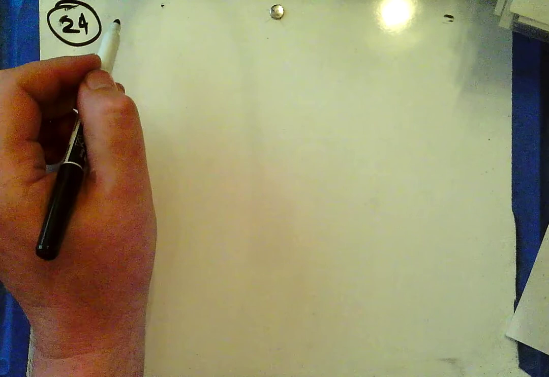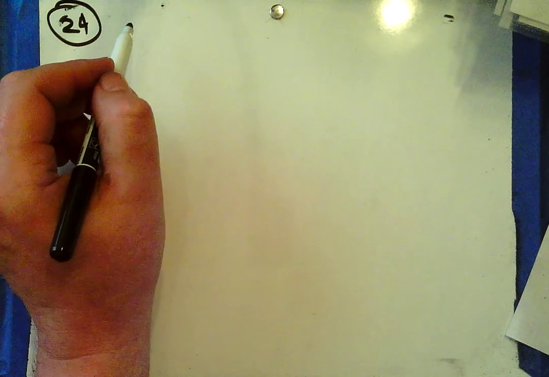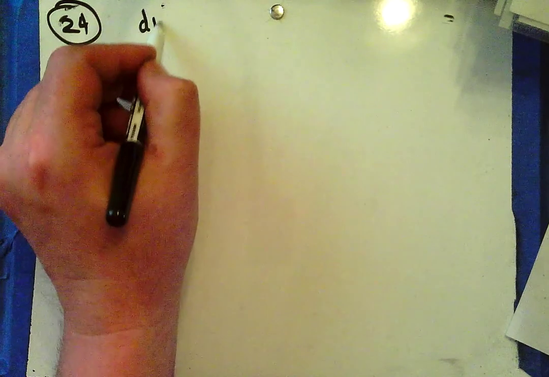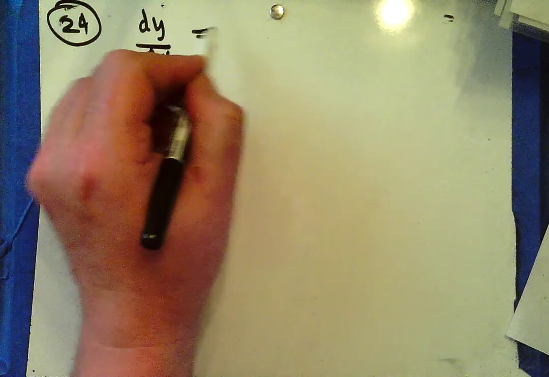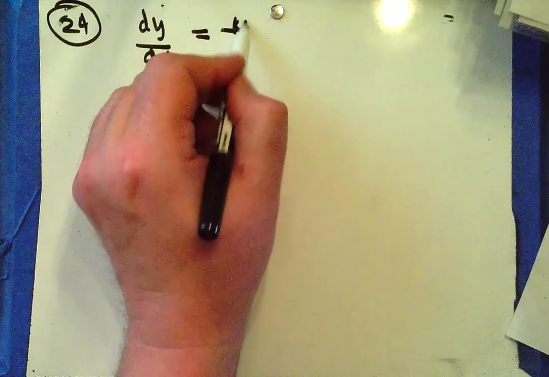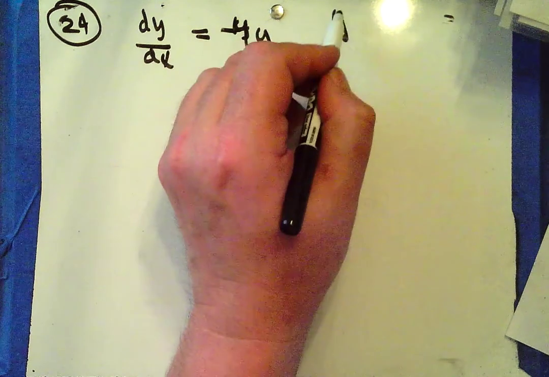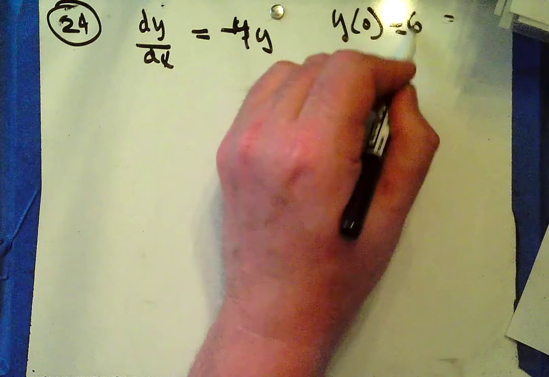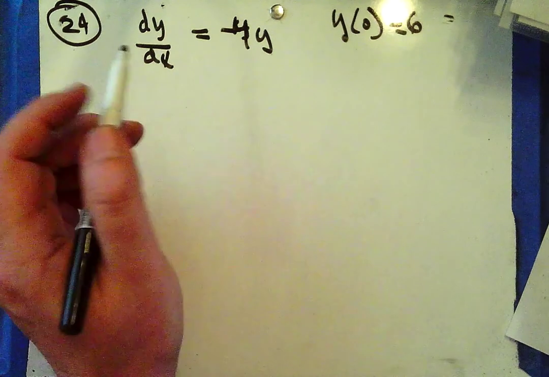You could have done that with washers, but I found shells to be easier. 24. Okay, we're on our last page. Y equals f of x has this differentiable function dy dx equals negative 4y, and y of 0 equals 6. Then f of x equals what?